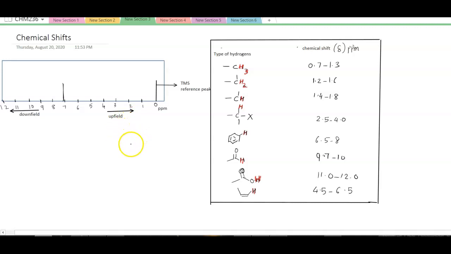It is a compound of silicon, so silane, Si, and then we have CH3, tetramethylsilane, so there are 4 CH3 groups here. This is the compound whose signal is taken as the reference signal, and we take that as appearing at 0 parts per million.